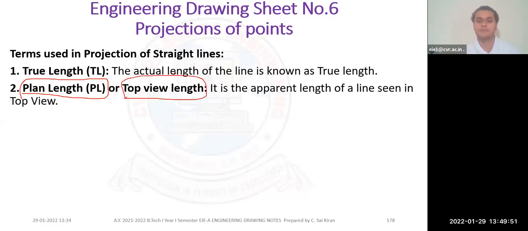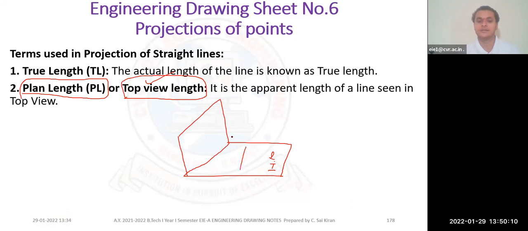Okay. It is the apparent length of a line seen in the top view. Whenever you are seeing a line in the top view, that is called the plan length. Whatever the line may be, if you are seeing it in the top view, on the HP plane, you can see the top view. Whenever you see any line there, this is called plan length. We have to represent this as PL. PL is nothing but the plan length. So whenever you write PL, I will understand that it is a top view length.